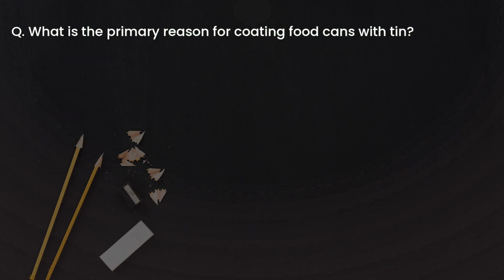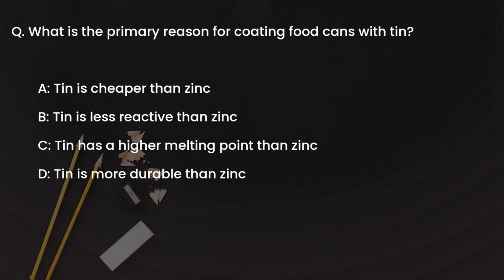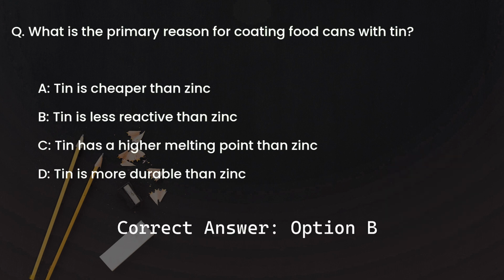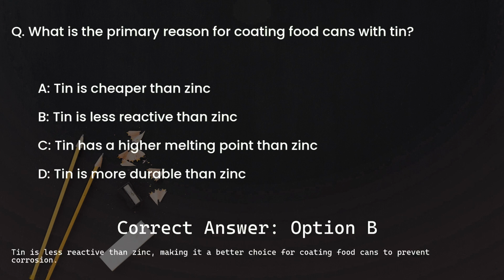Question: what is the primary reason for coating food cans with tin? Option A, tin is cheaper than zinc. Option B, tin is less reactive than zinc. Option C, tin has a higher melting point than zinc. Option D, tin is more durable than zinc. You have 5 seconds to answer the question. The correct answer is option B, which is tin is less reactive than zinc. Tin is less reactive than zinc, making it a better choice for coating food cans to prevent corrosion.